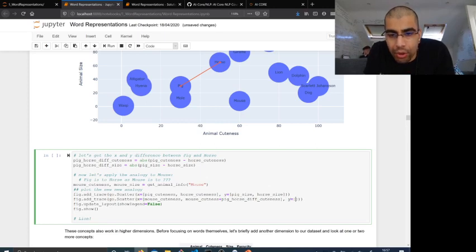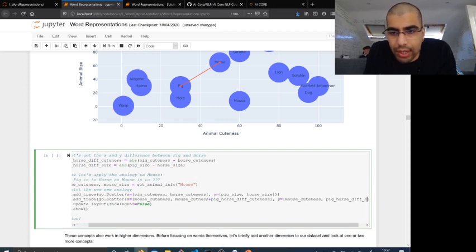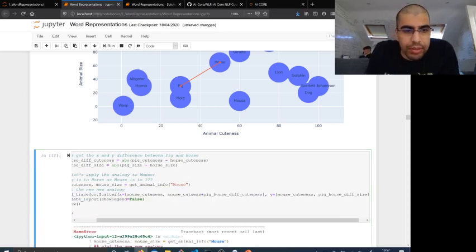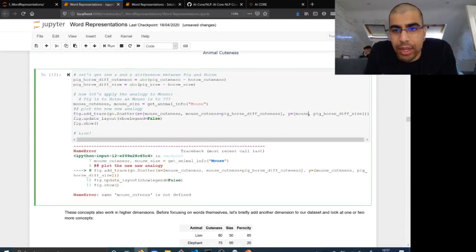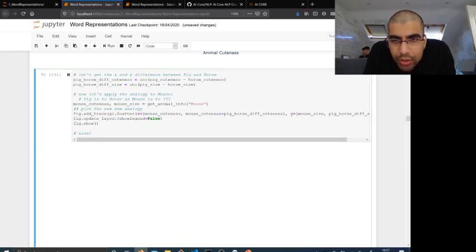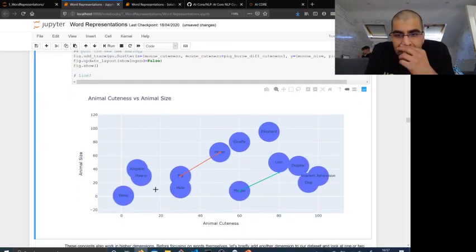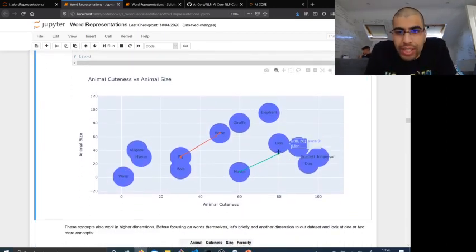And a similar thing for our Y. So we start at mouse size and we move that up by the pig horse diff size. Cuteness is not defined, and this isn't meant to be cuteness anyway, it's meant to be mouse size. And we're not cutting mice here, we're just seeing how cute they are. Okay, as we can see, the closest animal to this point here is a lion.